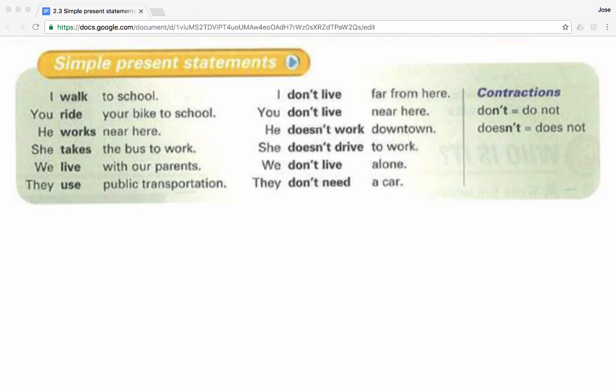Hi everyone. In this class you'll learn how to form simple present statements using regular verbs. Let's get started by practicing the statements that you see on the screen.